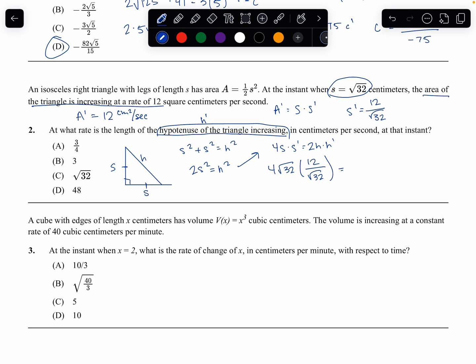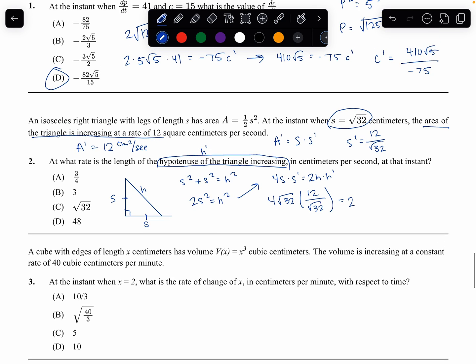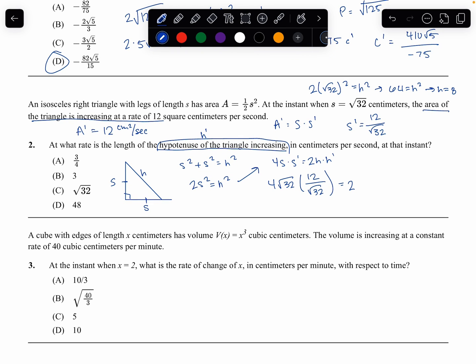And then equal to 2 times h. So if s is equal to the square root of 32, I can plug this in right here to find h. We'll say 2 times the square root of 32 squared is going to be equal to h squared. So that's going to be 64 is equal to h squared. So that means that h is going to be equal to 8.